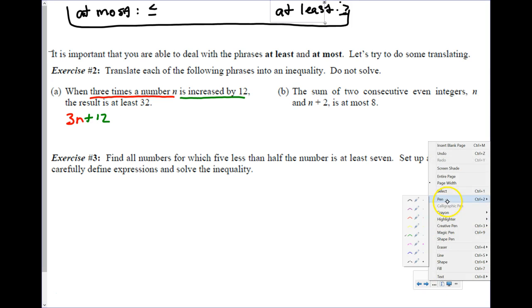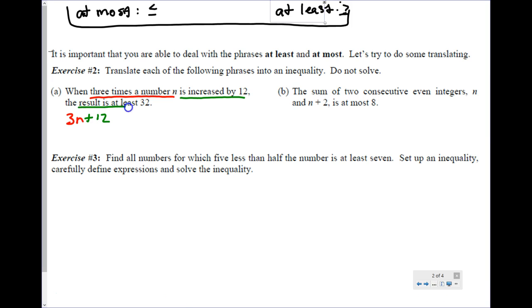The next part says the result is at least. Notice at least requires a greater than or equal to sign. Okay, a greater than or equal to sign. Wait, let me use a different color for that so you can see it a little bit better. Okay, sorry about that. I just want you to really understand what part goes with what. So let's use purple. And at least is going to give me that greater than or equal to sign. And then the last part is that 32. It's at least 32. So that's my translation.